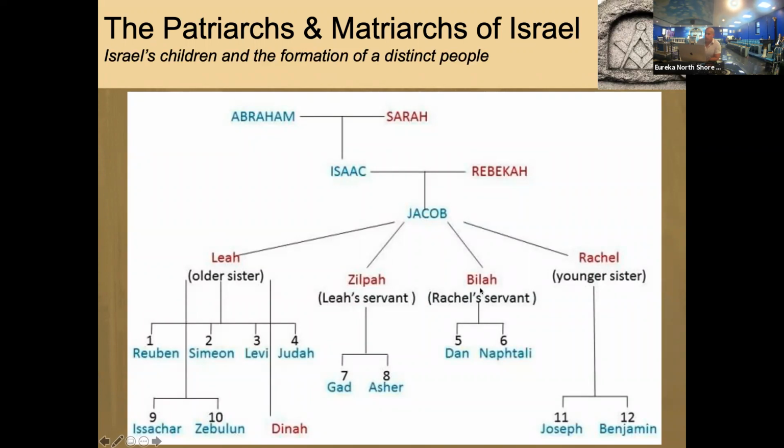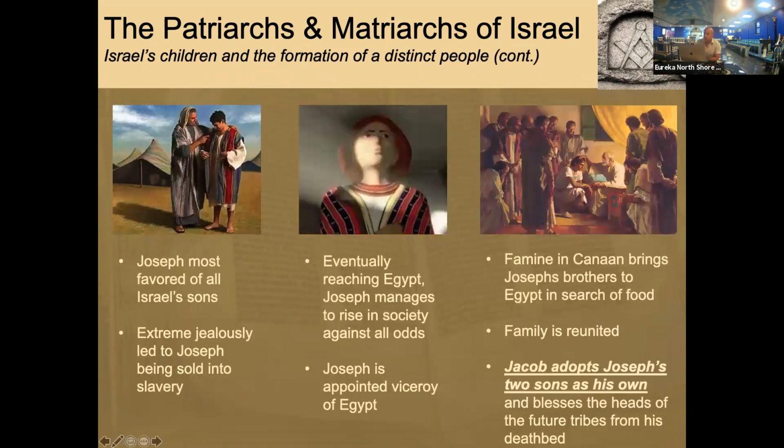And so it is that the Israelite branch of Abraham's descendants began to grow into a large clan. 12 sons and 1 daughter were born to Jacob through 4 mothers. The most favored of Israel's sons was Joseph, the oldest son of Rachel. The favoritism on Jacob's part for Joseph led to extreme jealousy with the other brothers, who plotted to kill him, but instead sold him into slavery while lying to Jacob, informing him that Joseph had been killed.